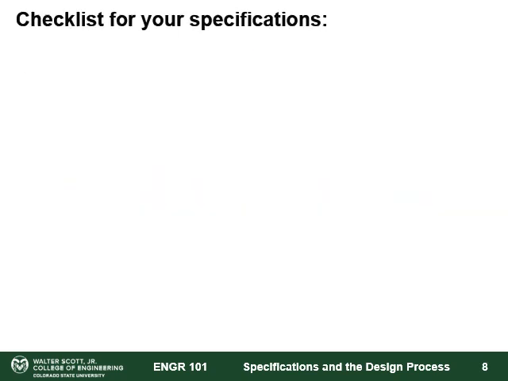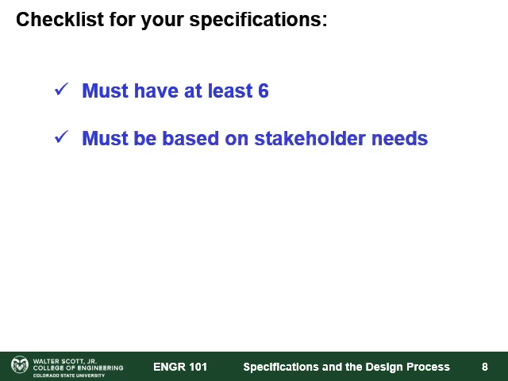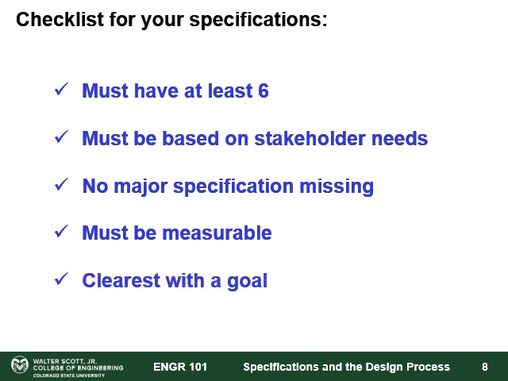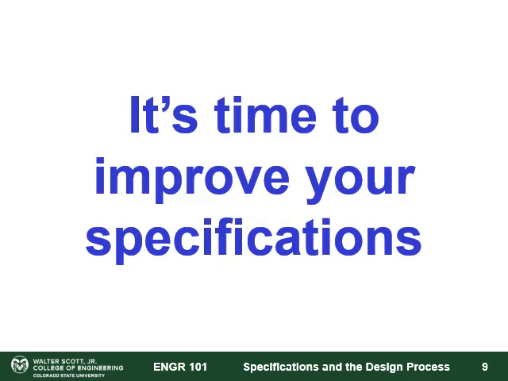So here's that checklist again of the things that you must have in your specifications for them to be effective, and this is what I'm looking for. You must have at least 6 specifications. They must be based on stakeholder needs. There can be no major specification that is missing. Your specifications must be measurable, and I strongly recommend that you have a goal for every specification and you write that as well. So with that, I think you're ready.